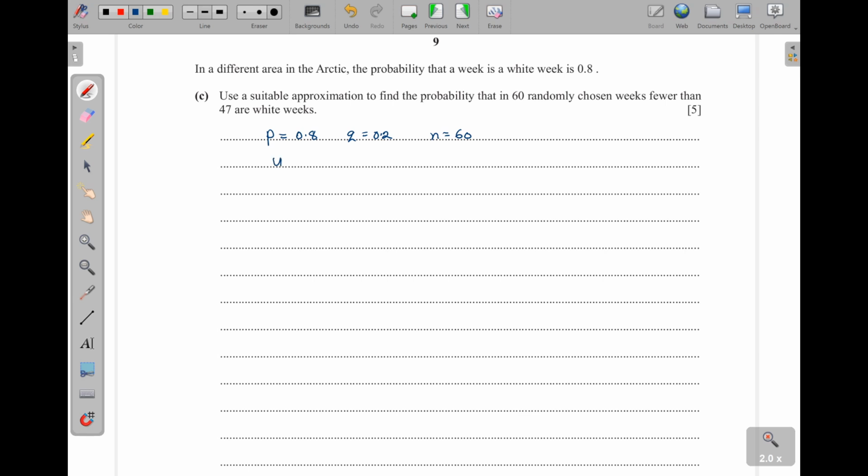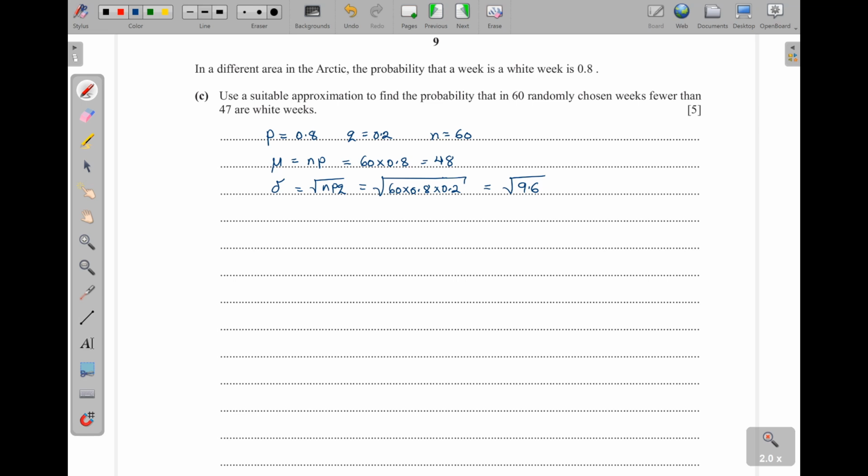So mean is equal to np. For the normal distribution, you must be having the mean and the standard deviation. So np is going to be 60 times 0.8, which is going to give us 48. And then we need the standard deviation, which is equal to the square root of npq. And this one is going to be the square root of 60 times 0.8 times 0.2. So 48 times 0.2 will give us 9.6. So you can leave it there like that.